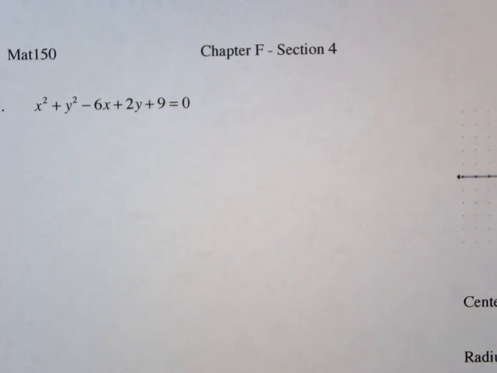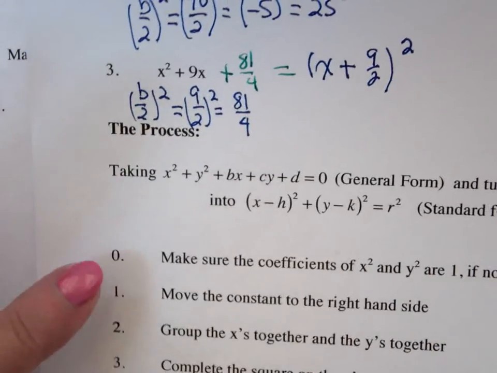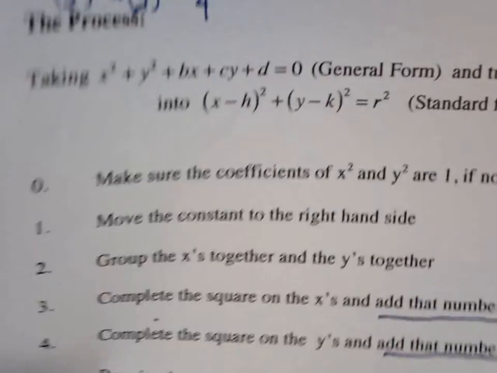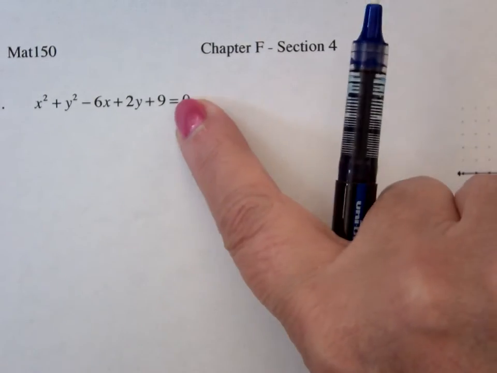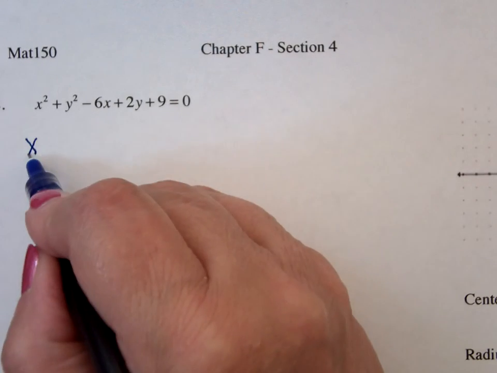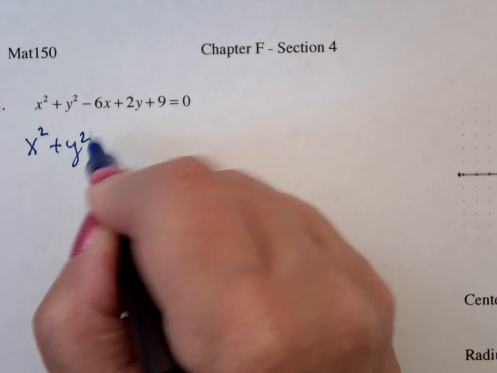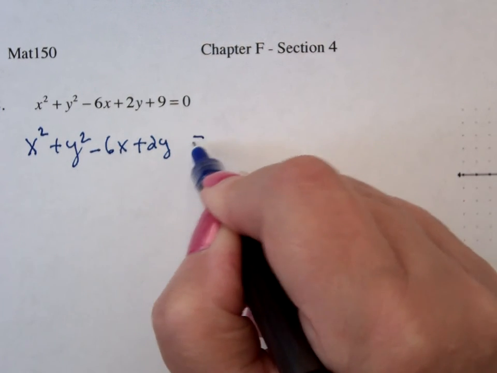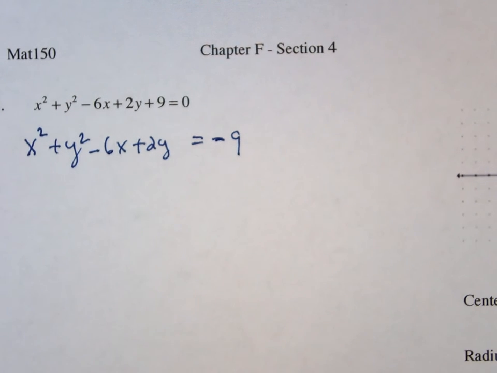Complete the square on these guys, and the steps say make sure the coefficients of x squared and y squared is 1. If not, divide it out. It is, no problem. Move the constant to the right-hand side. So the constant is 9. So this is x squared plus y squared minus 6x plus 2y equals minus 9.